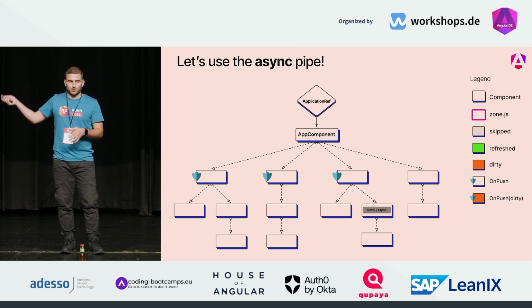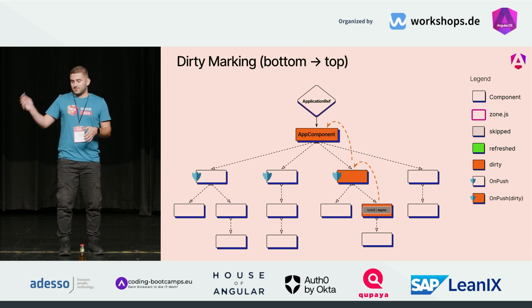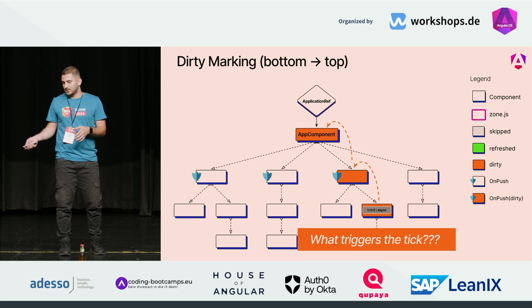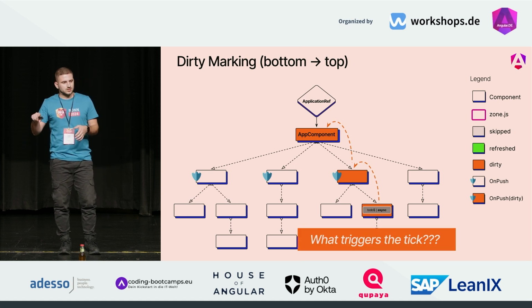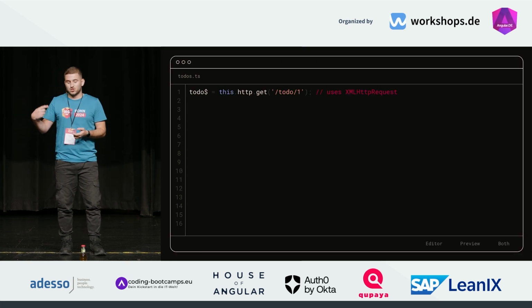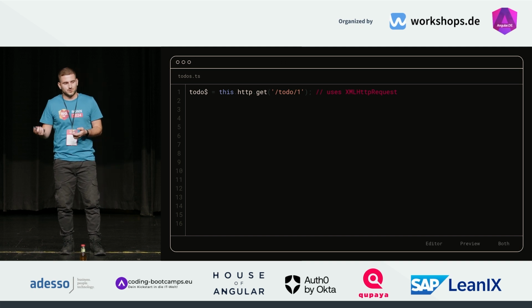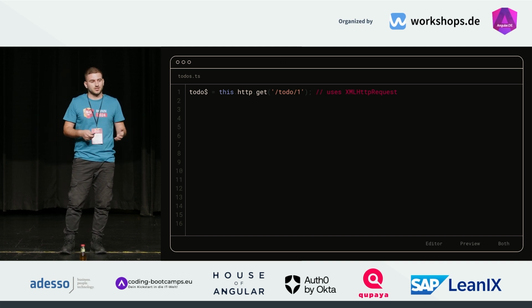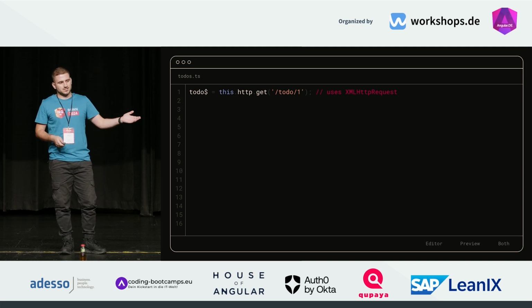So we have three components as OnPush, and then we have async pipe on our component, and well, we didn't click. So what triggers the tick? Let's say on this observable with async pipe, we have an HTTP request. But HTTP request uses XMLHttpRequest under the hood. But that's patched by Zone.js. So there it is. That triggers a tick.